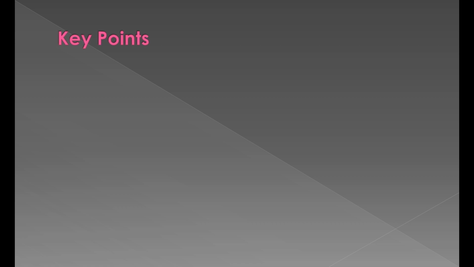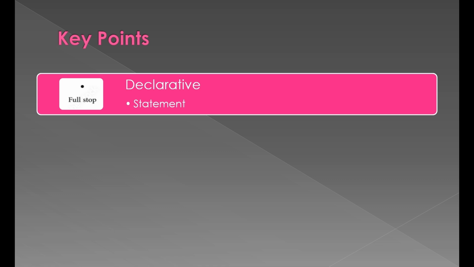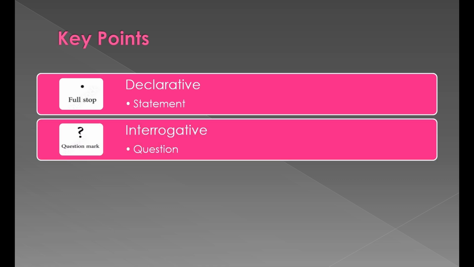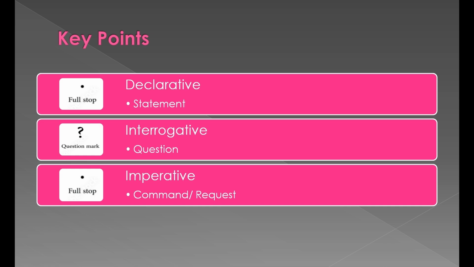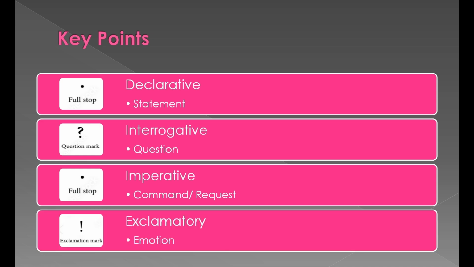Here we learn about four types of sentence and we see what are the key points. First is declarative sentence. Declarative sentence always ends with a full stop, and it is a statement. Another is interrogative. It always ends with a question mark and it always asks a question. Third one is imperative. This is a command or request and it may end with full stop or exclamation. The fourth one is exclamatory. It is an emotion or excitement. This sentence always ends with exclamation mark. So we learn the four types of the sentences. If you have any doubt, you can go back to this video and see the video again.